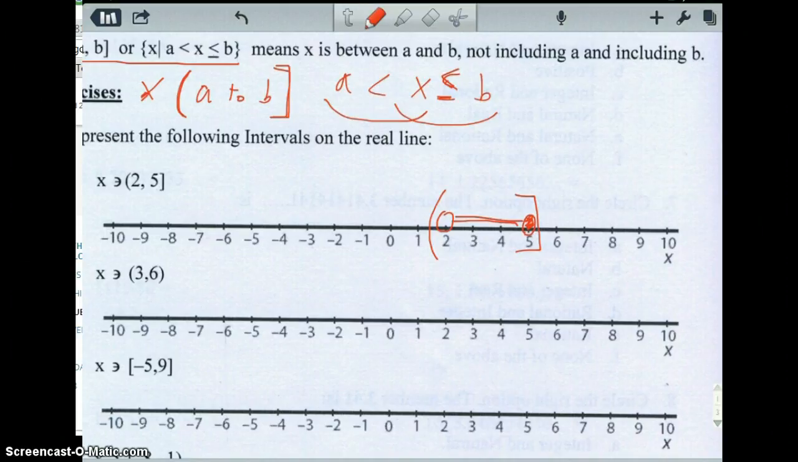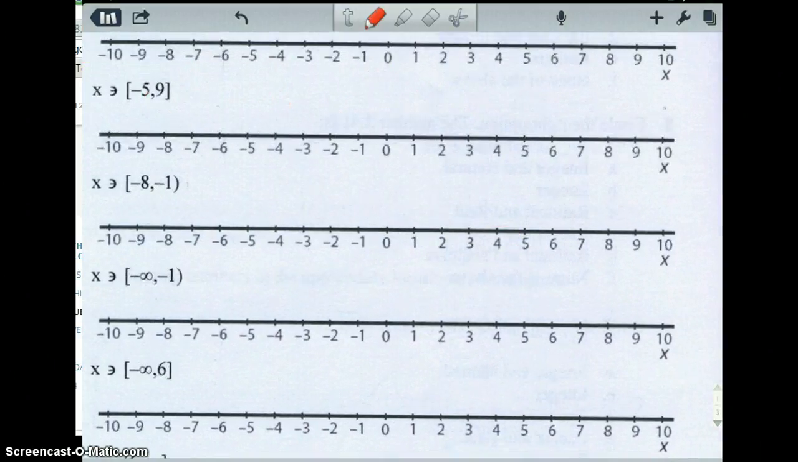Okay? Let's just do another one here with infinity, because maybe you've never seen that before. So we have x is between negative infinity and negative 1. So we put a circle on negative 1, and infinity is way out there, so we can't put a circle on it. We'll just put an arrow. Okay? And then everything in between. So does it include negative 1 or not? Well, it's the round parentheses. If it's the round parentheses, it means it does not include the negative 1.